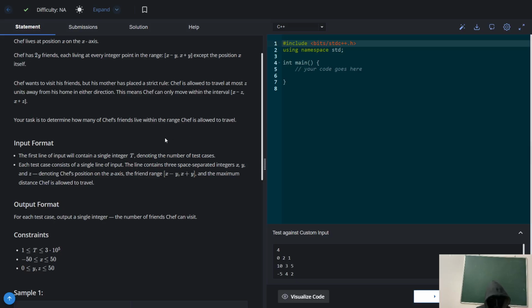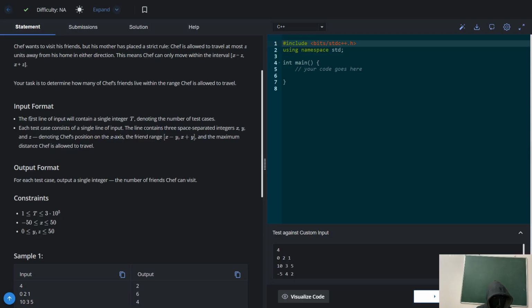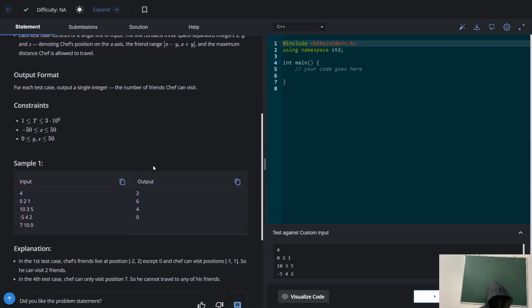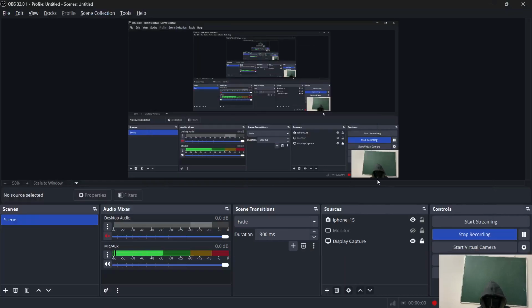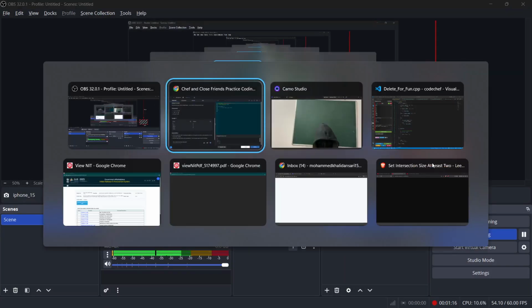So yeah, input format, let's see. There are multiple test cases, and in each test case we have three integers X, Y, and Z. So let's understand some of the examples. They've given four test cases. In the first test case, the X, Y, and Z values are 0, 2, 1. Let me take you to the board.